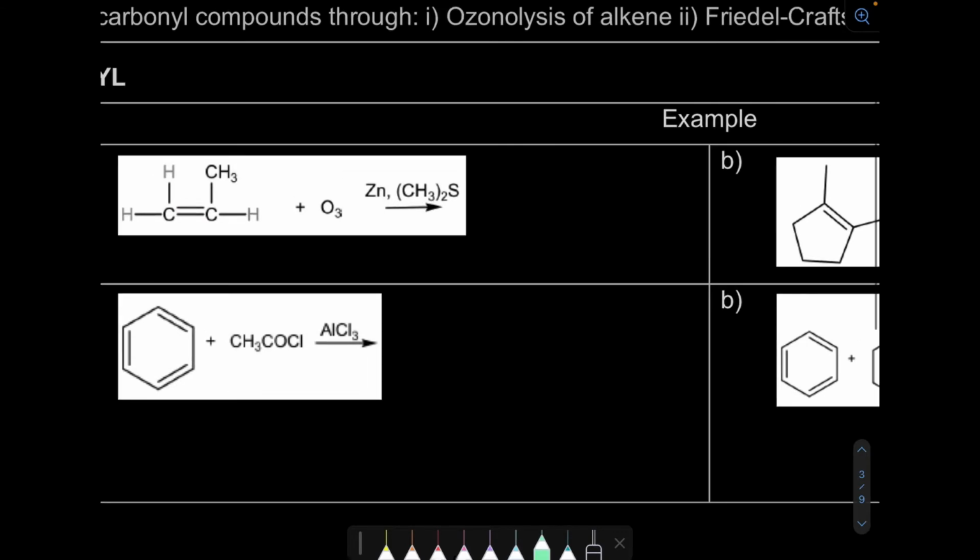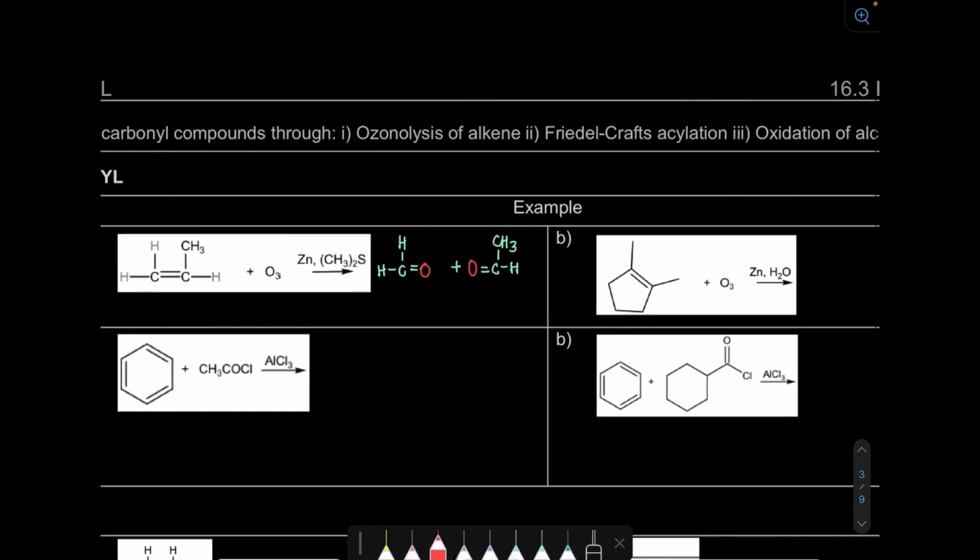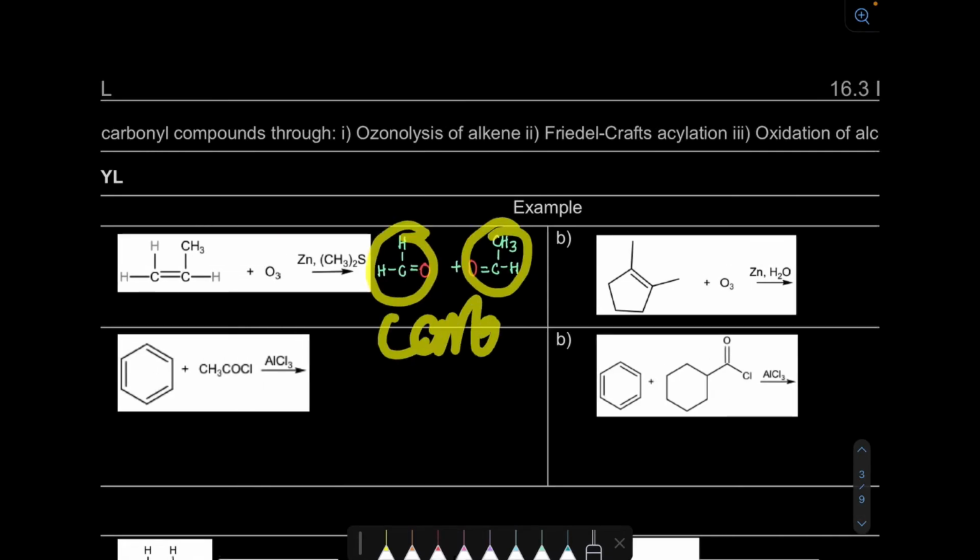So the rest, I'm just going to write it down again. I have my CH here with CH3. So the rest we just retain. What we're going to do is add oxygen to both of our carbons at the double bond. So that's example A, which is our carbonyl.